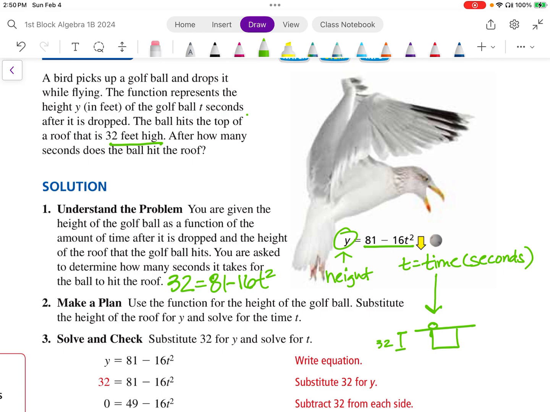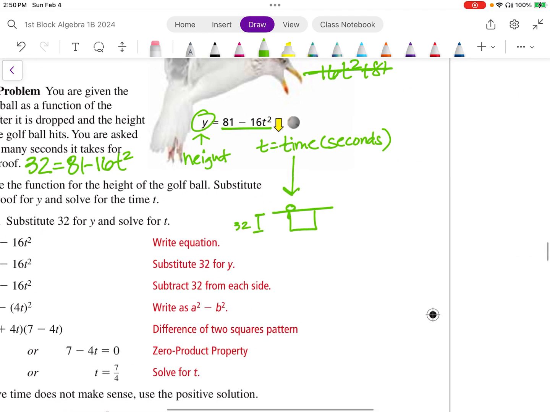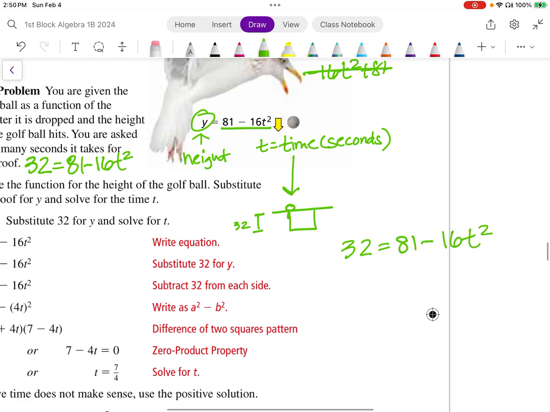Now you might have noticed that this is not written in standard form, and we've put so much emphasis on writing everything in standard form for the last several lessons. Well, the reason this is not in standard form is because we're looking at the difference of squares. And 81 minus 16t squared is a difference of squares. But negative 16t squared plus 81 does not look like a difference of squares. So that's why we have it written this way. So we're going to go ahead and solve this. 32 equals 81 minus 16t squared.